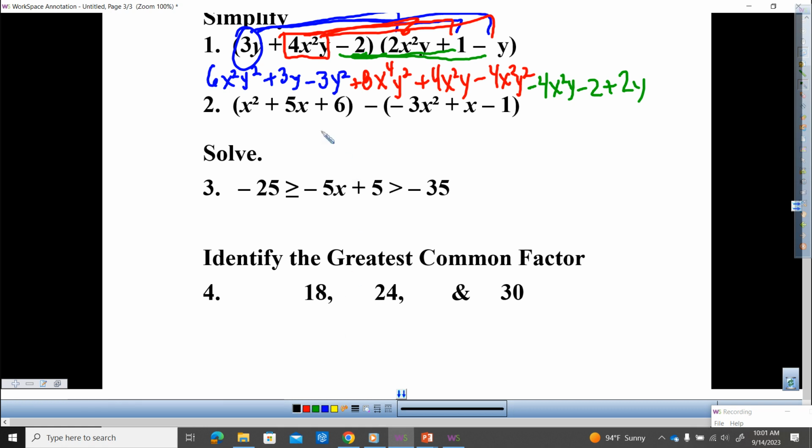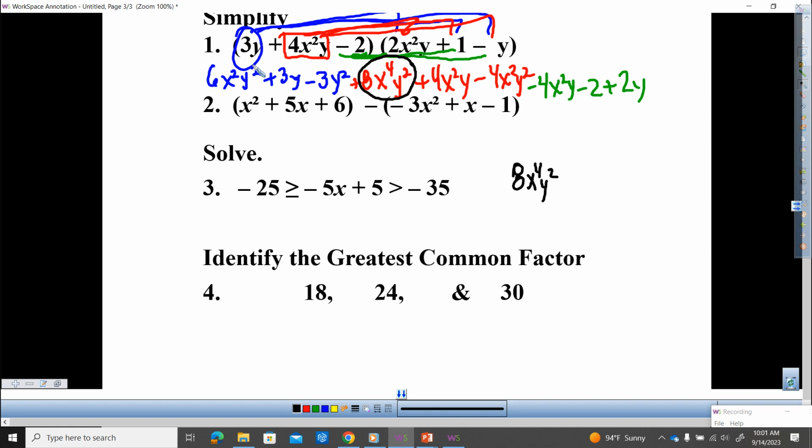All right, so combine. I'm going to start with the highest degree. What's my highest degree? Let me scan this. This is 4, 1, 2. This is 6. So I'm going to start here. Is there another x to the 4th y squared? No, so I'm going to write 8x to the 4th y squared.